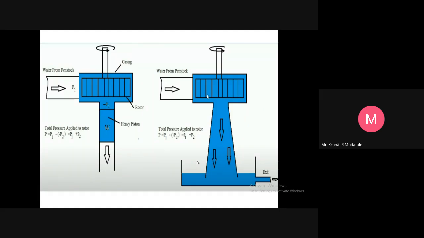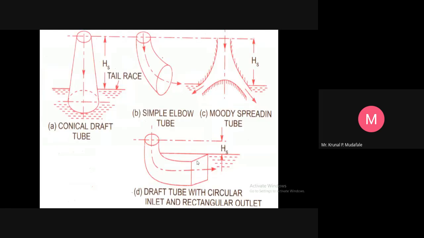So how much of the pressure is released by the rotor is recovered and lifted by the draft tube. That means the draft tube is nothing but a divergent section, or a divergent type of nozzle, which is used to release the pressure with high velocity. Okay, yes, so this type of draft tube is available.